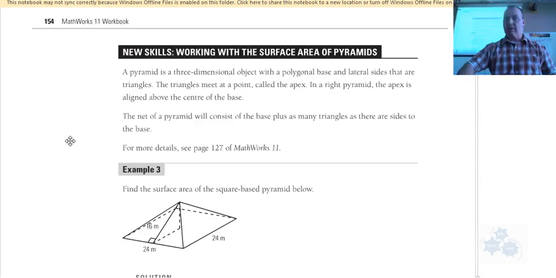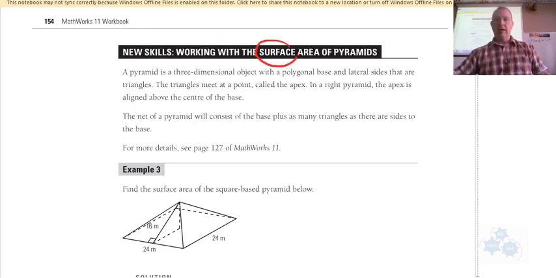All right, so today is 3.2 part 2. How's that? Is that good? 3.2 part 2. We're talking about working with the surface area of pyramids.